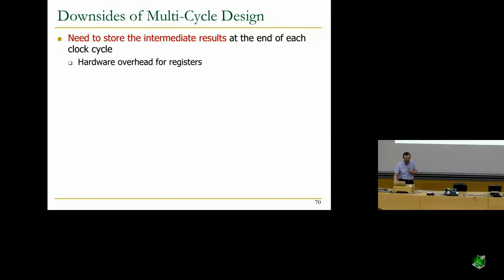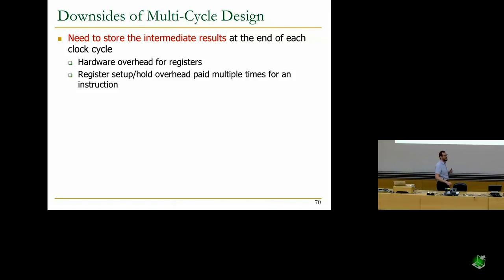And unfortunately, this comes at a cost of performance also. It's not just area overhead, it's not just additional structures. Now, part of your clock cycle time is gone because every time you need to read from this register or write to this register at the beginning and end of the clock cycle, some part of it is going to be gone to this register setup and hold time overheads, right? And you need to pay that multiple times for every single instruction. That's the downside.